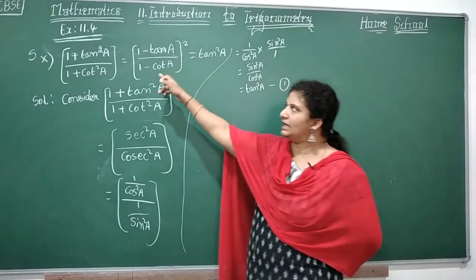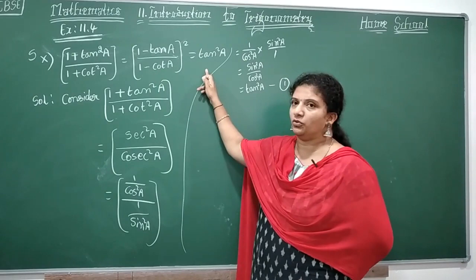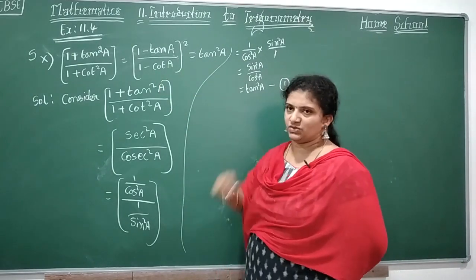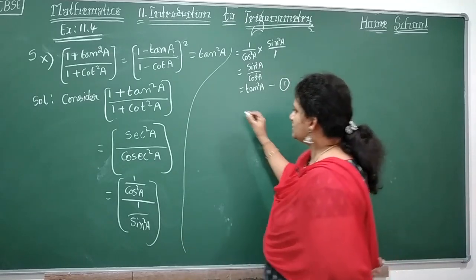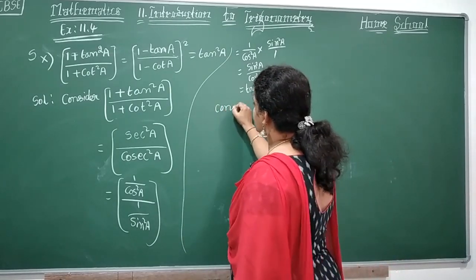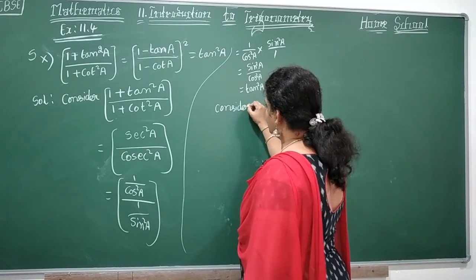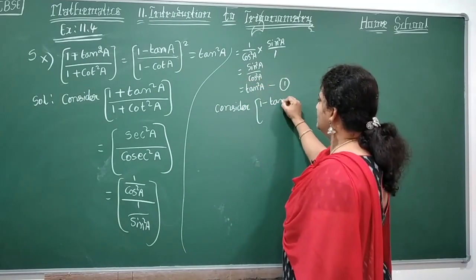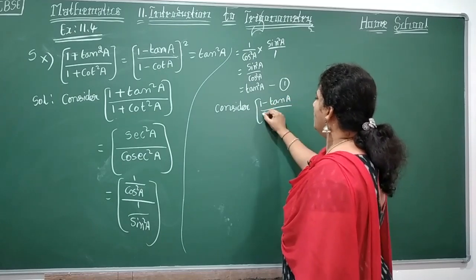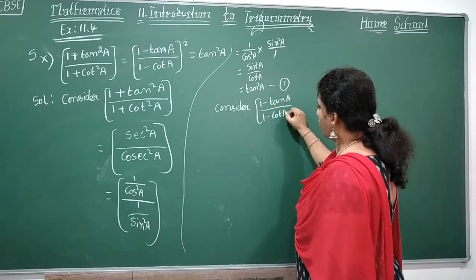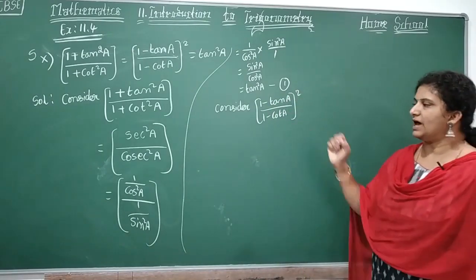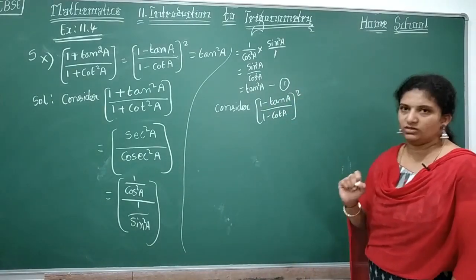Look here, I didn't get this value, but I got this value. I think if we consider this set, you might be getting this one. Okay, let's see the next part here. What we are going to consider, children, here: 1 minus tan A by 1 minus cot A whole square. Okay, 1 minus tan A by 1 minus cot A whole square.